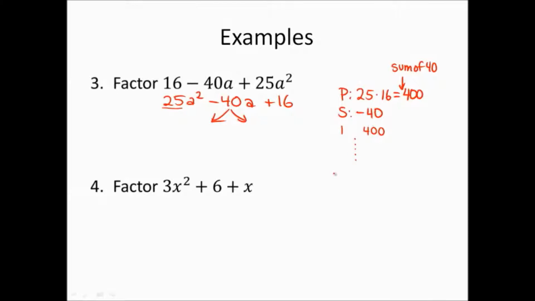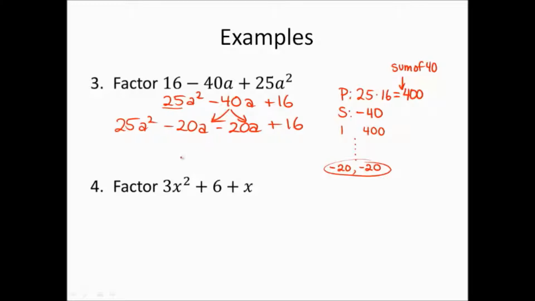You could keep writing these out, but you would eventually lead up to 20 times 20. 20 times 20 is 400, and 20 plus 20 is 40. However, since our sum is negative, both of them need to be negative. And check: negative 20 minus 20 is negative 40. Negative 20 times negative 20 is positive 400. Great. So we keep our 25a squared, we split our negative 40a into negative 20a minus 20a, and our positive 16 stays. We've split the middle term.